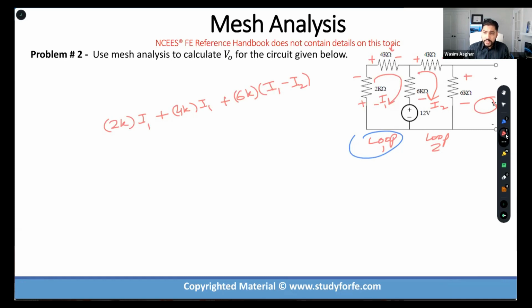Is it clear? And then I have a voltage gain or a voltage drop. Should I use a plus 12 volt or a negative 12 volt? Quickly, plus, because I'm entering the positive terminal of the battery. And all of this should be equal to what?